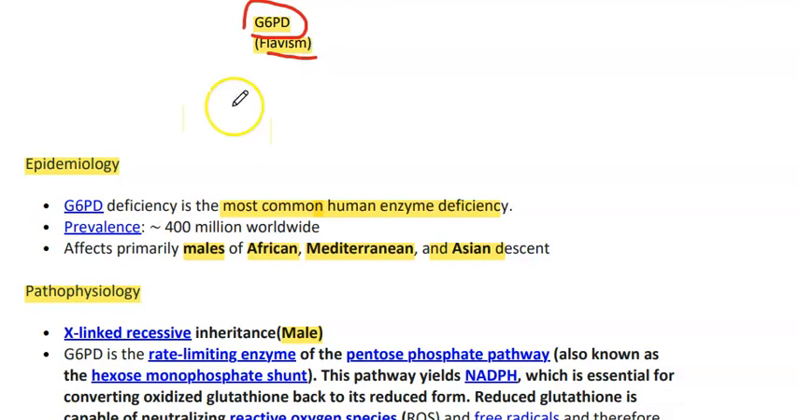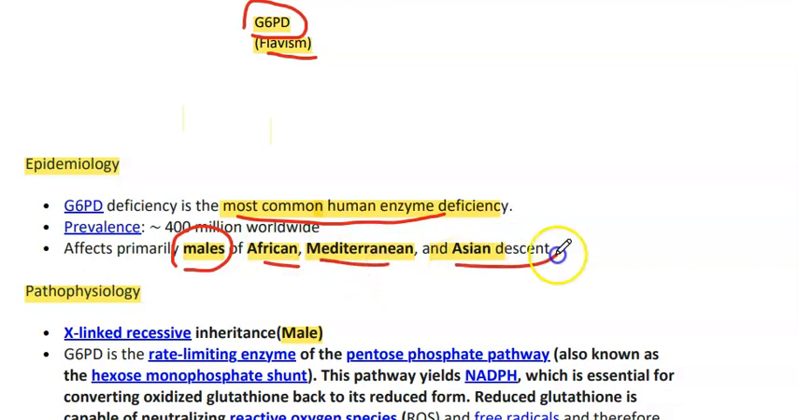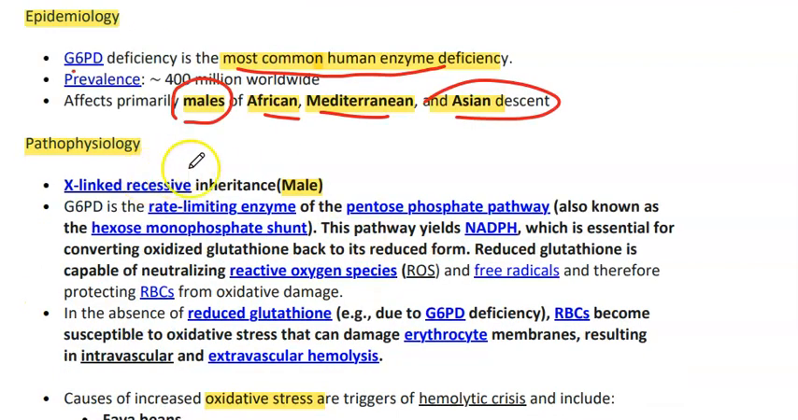The next topic of discussion in RBC disorder is G6PD, which is glucose 6-phosphate dehydrogenase deficiency. It's also known as favism. Epidemiology: G6PD deficiency is the most common enzyme deficiency, and it mainly affects males of African, Mediterranean, and Asian descents. In pathophysiology, it's an X-linked recessive inheritance, so it mainly affects males.